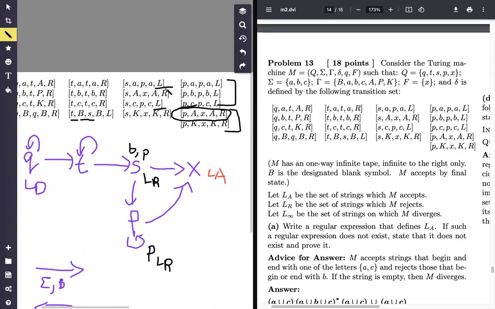State S also has these transitions that let us go to state P or go to state X, right? And so that's why we have an arrow going to state X and an arrow going to state P. Does that answer your question? Cool. Now let's write the answer.